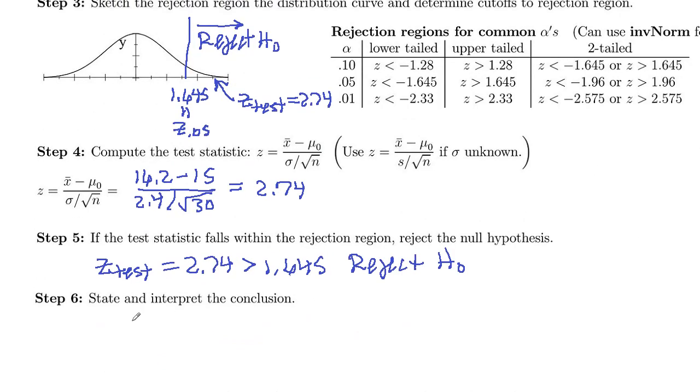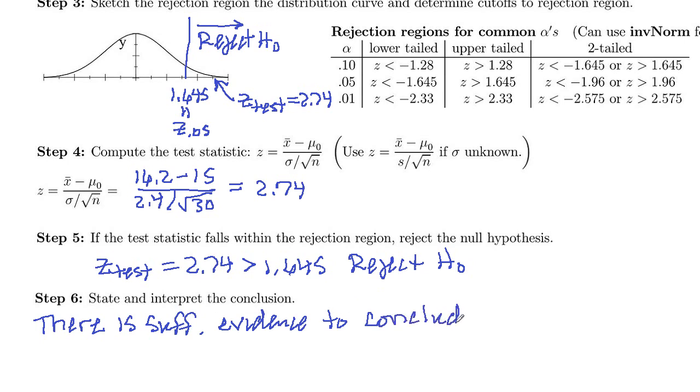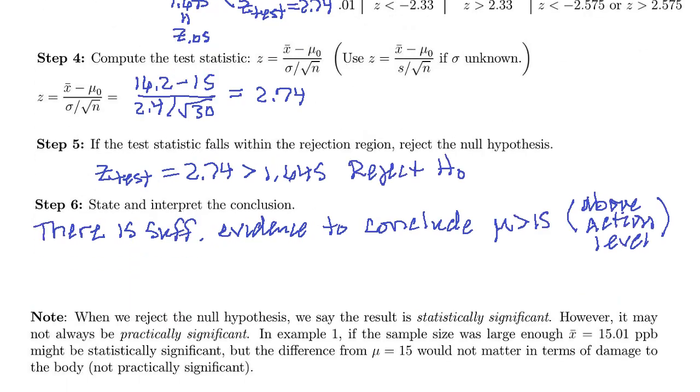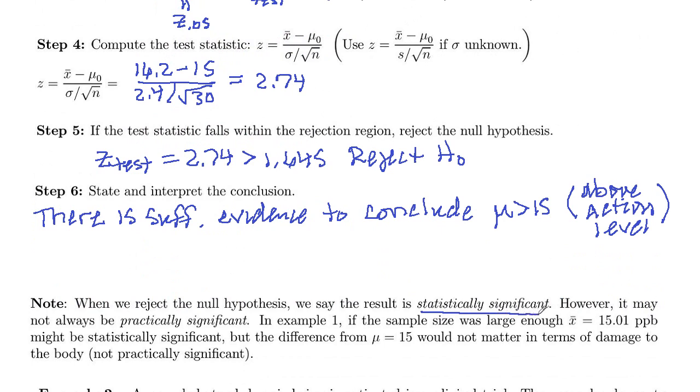And now we want to state and interpret the formal conclusion. So when you state your conclusion, you always say there is or there is not sufficient evidence. In this case, since we rejected the null, there is sufficient evidence to conclude that the alternative hypothesis is true because we rejected H0. So to conclude, mean greater than 15. Okay, so in other words, above the action level. And then whenever we reject the null hypothesis, we say that the result is statistically significant. So this is a statistically significant result at the alpha equal 0.05 level.